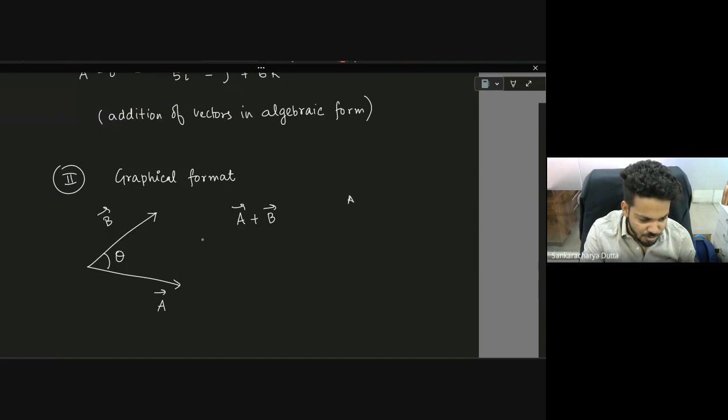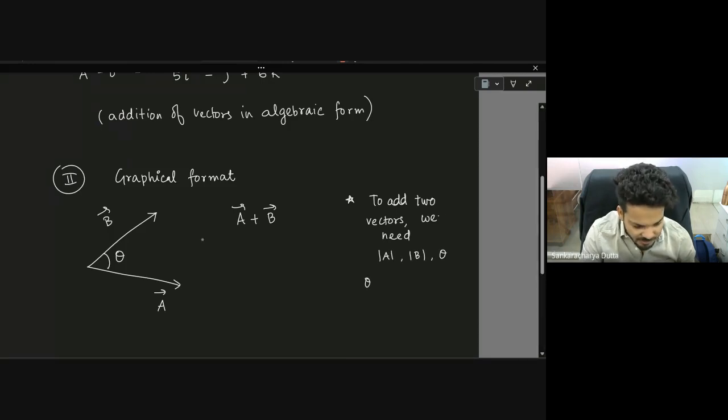You can make a small note: to add two vectors, we need magnitude of A, magnitude of B, and theta. But theta is not any random theta. Theta is the angle between the vectors. Okay, I hope you understood.